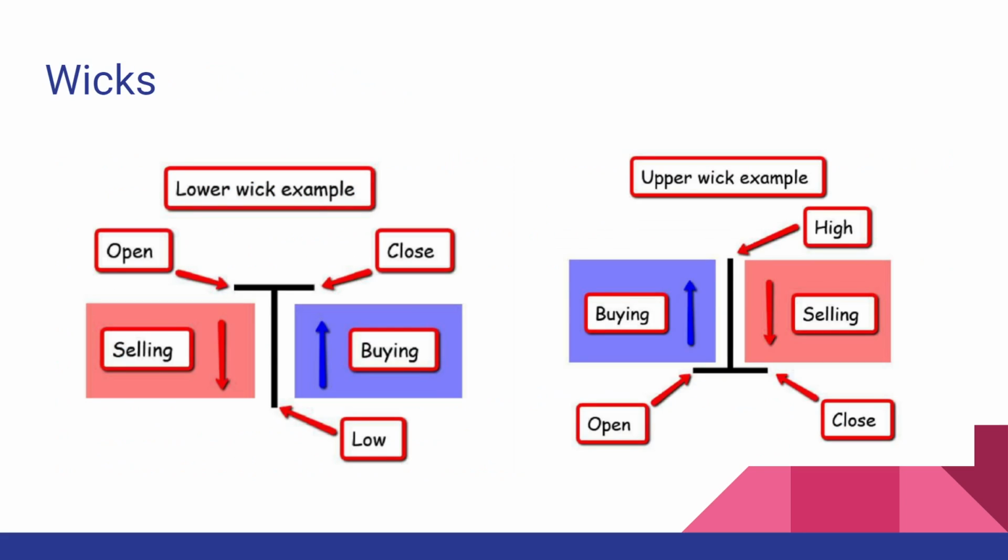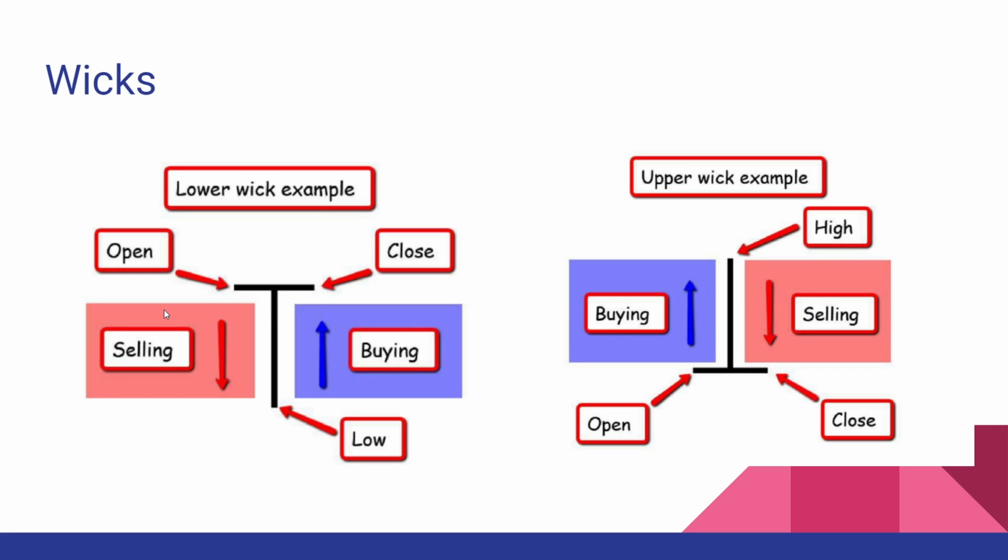So let's discuss wicks a little bit further. A lower wick is shown on the left hand side of the screen and an upper wick is shown on the right hand side of the screen. So for the lower wick, we opened at, let's say, $100. Sellers were more aggressive and they pushed it down to a low of $99. Once it hit this low of $99, buyers became more aggressive and pushed price to close back at the $100 mark. So the lower wick, like I said prior, it shows buying pressure.